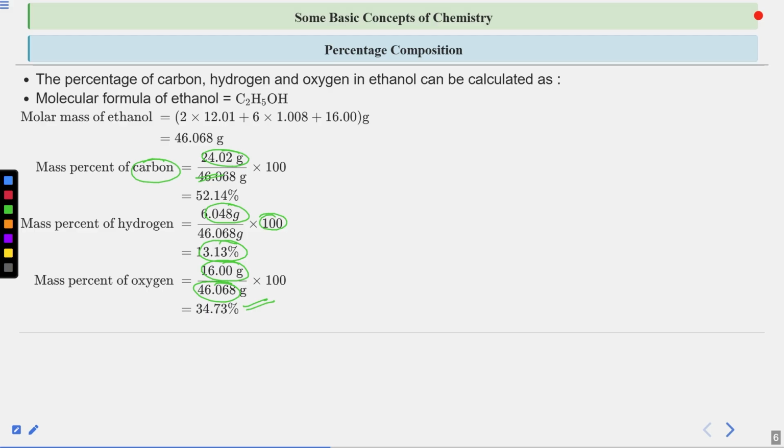So basically, percentage composition, you can think of it. So why are we not taking it as 1? Okay. So we are taking it as 1 only.